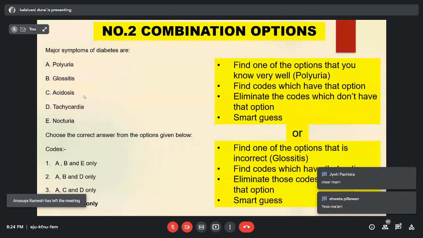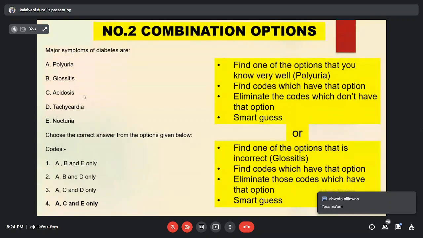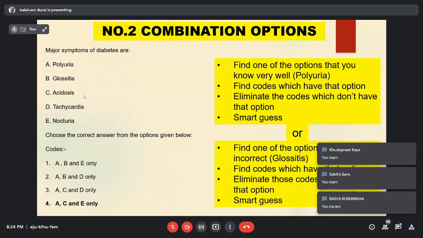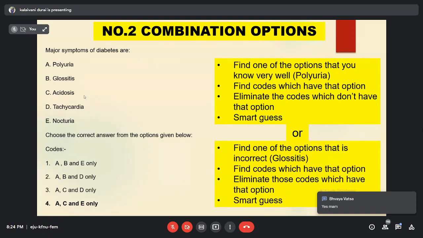Guesswork is very easy in combination type questions है ना. Guesswork is very very easy compared to simple PYQs. Simple PYQs में guess करना बहुत difficult होता है क्योंकि only 25% chances होगी वहाँ पे, because out of the 4 options randomly आप एक option choose करोगे तो only 25% chances there ना that it will be right, but here the chances will be 50% if you use a little bit of brain also.